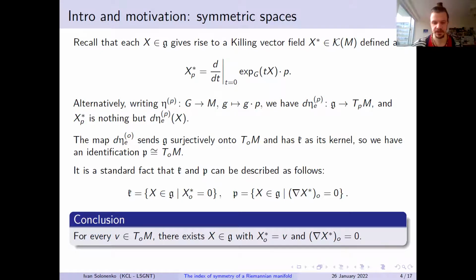This means that for every vector tangent to M at O, there exists a Killing vector field whose value at O is our vector V, but also whose covariant derivative at O is 0. In other words, every tangent vector to M at O extends to a Killing vector field whose covariant derivative at O is 0. This is the main characterization. And the main fact here is that this property characterizes symmetric spaces, which we'll now discuss in a bit, and then we'll proceed to the main part of the definitions. Are there any questions so far?